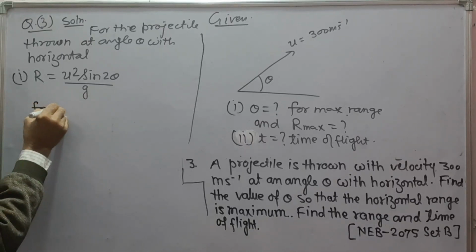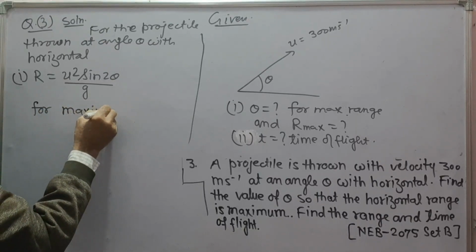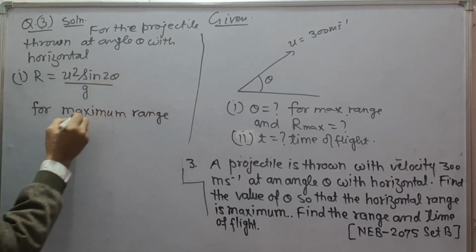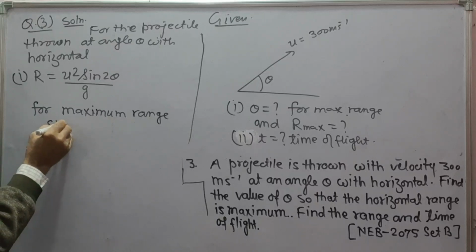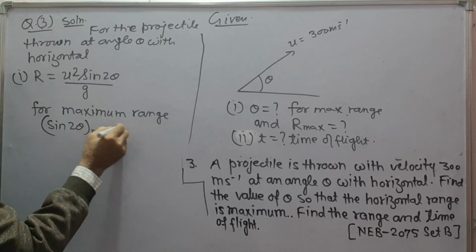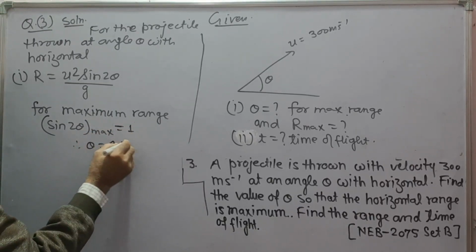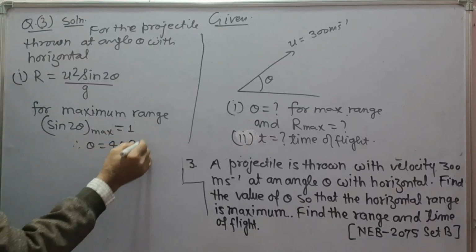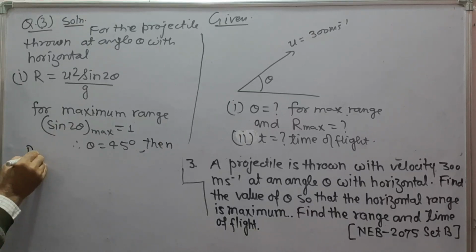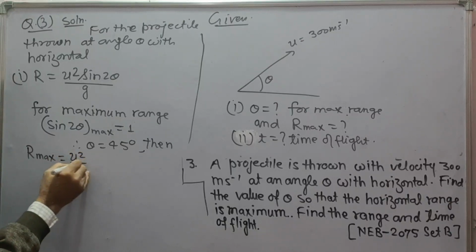For maximum range, sin 2 theta should be maximum, and its value will be 1. Therefore, theta must be 45 degree. Then, from this relation, range will be maximum, equal to u square upon g.